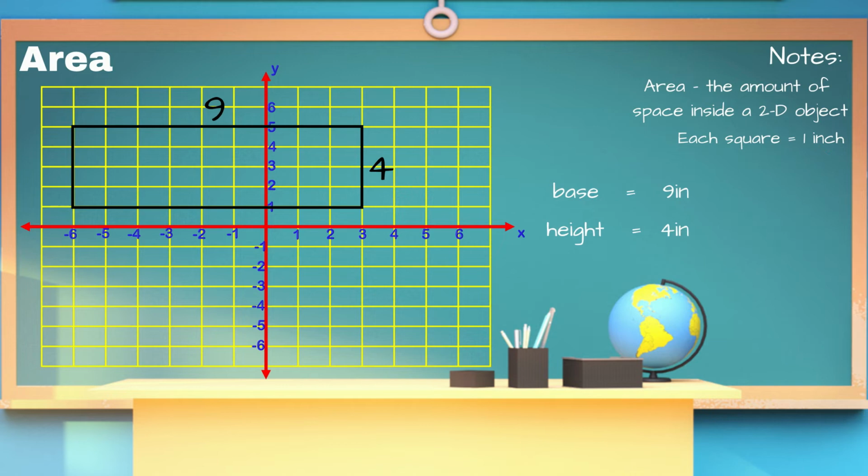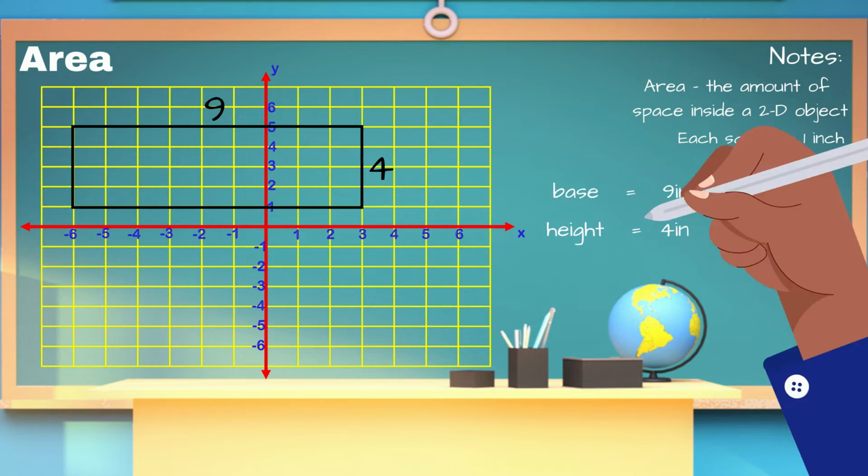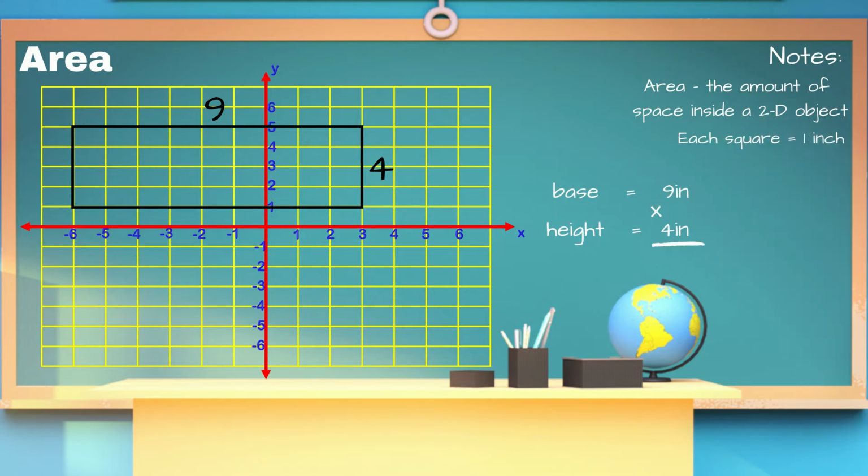One way we can calculate the area is by simply counting all of the squares inside of this rectangle. But an easier way would just be to multiply. Base times height. And that will give us the area.